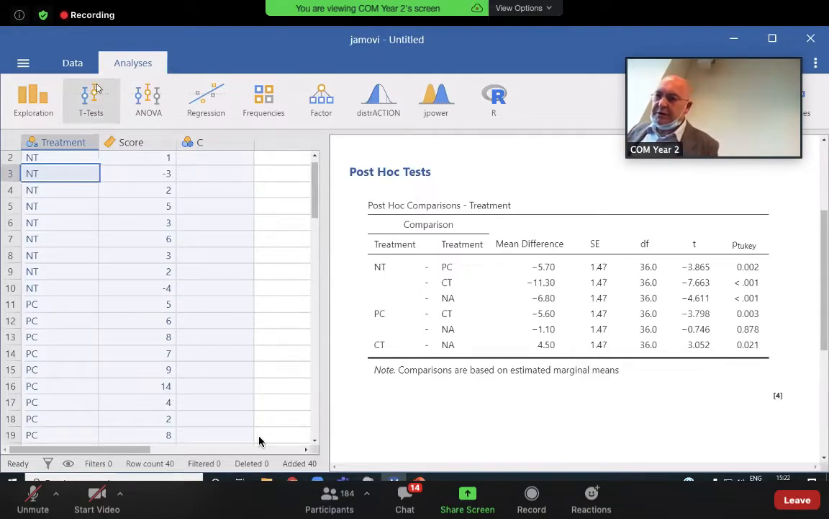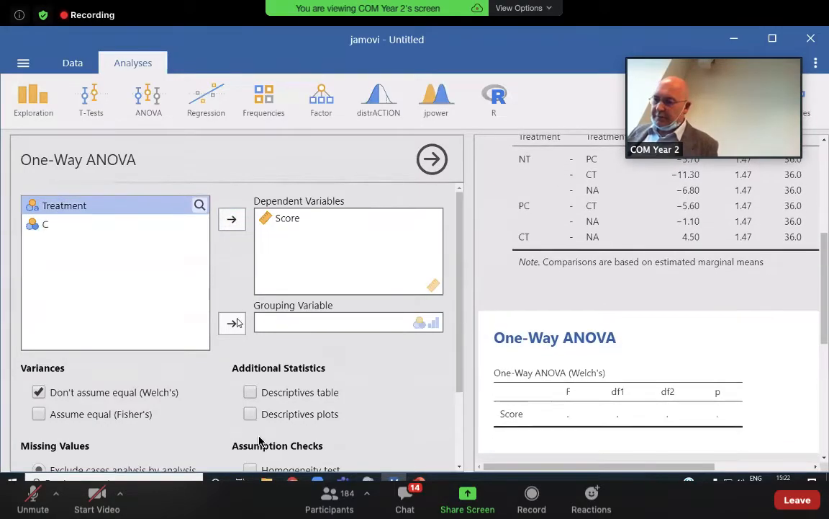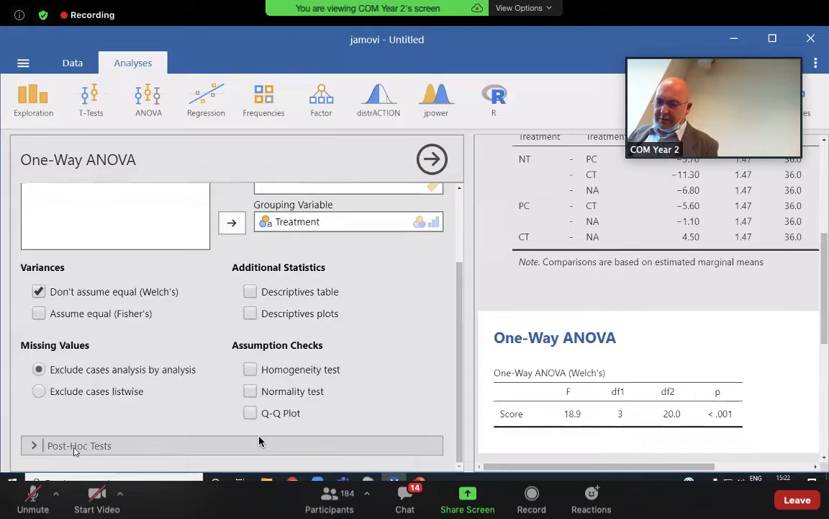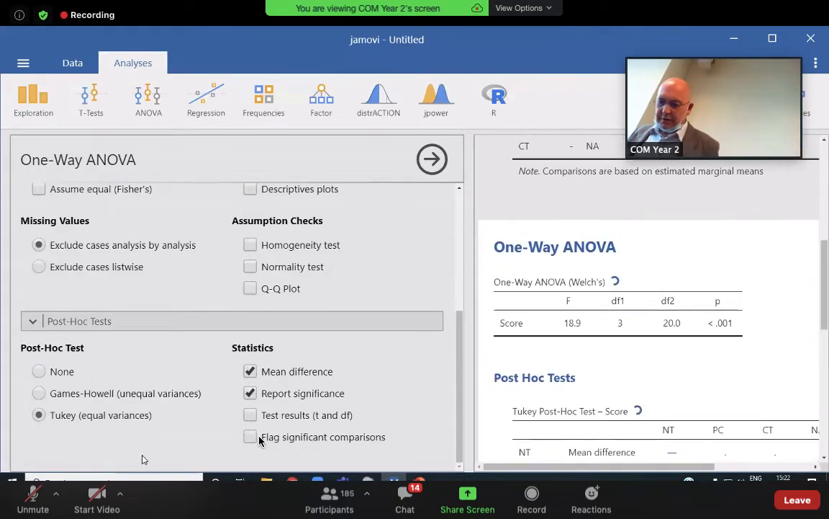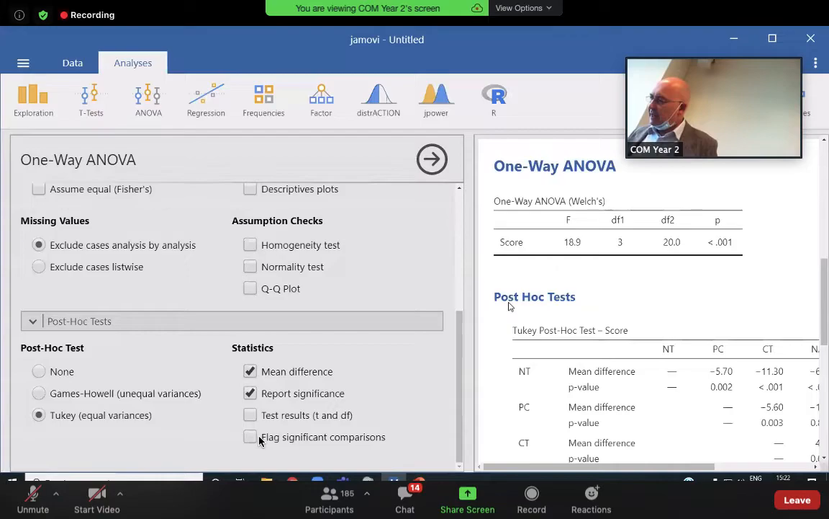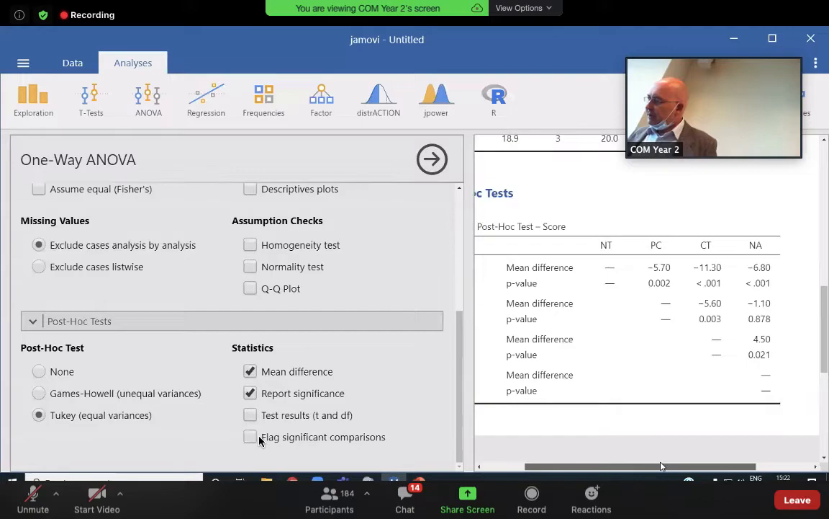Okay, the other way to do this is to run the one-way ANOVA like this. And again, we just put in the variables and we go down to post hoc tests. So this is what you'll be doing today. You'll be selecting this Tukey, and let's have a look. It's basically the same as what we saw before. We should get exactly the same results. But the format is slightly different, okay?